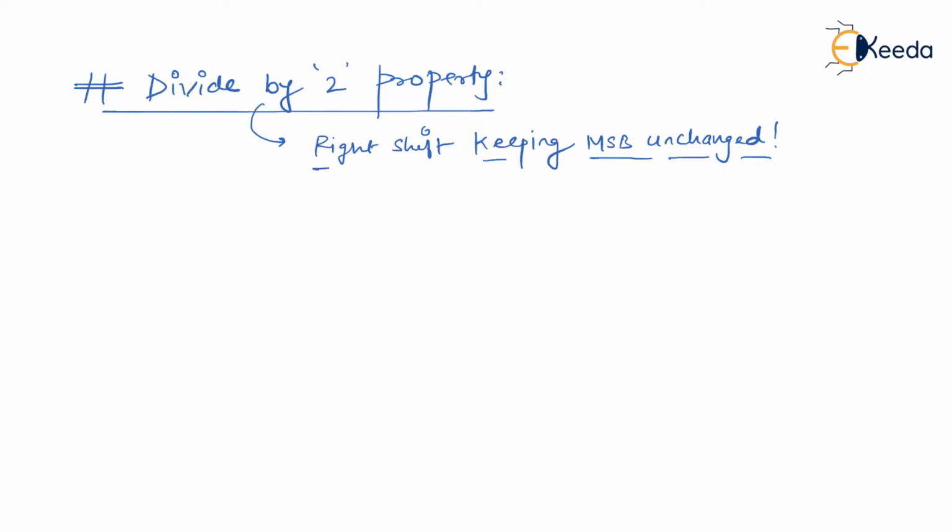So let's perform this right shift and see, keeping the MSB unchanged, how it gives you the divide by 2 effect just by a right shift. Let me take an example, -12. How do we represent this -12 in binary? Using the 2's complement method. Let me tell you, this property is in fact applicable for 1's complement also. I'm just taking an example of 2's complement.